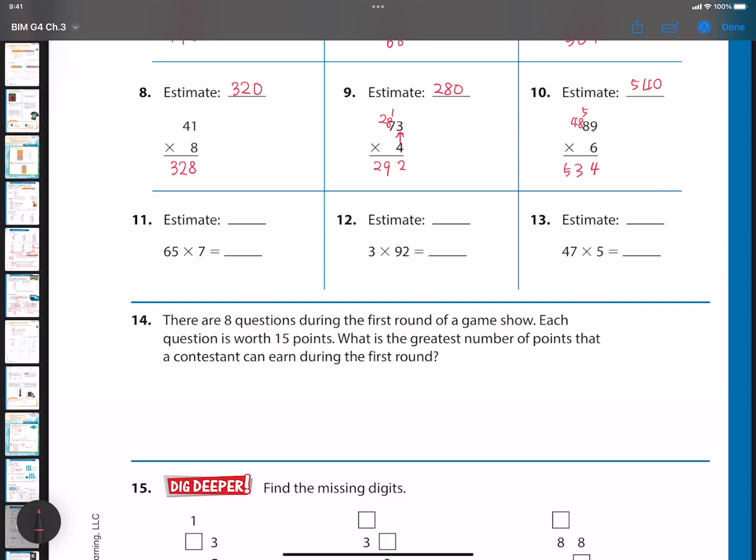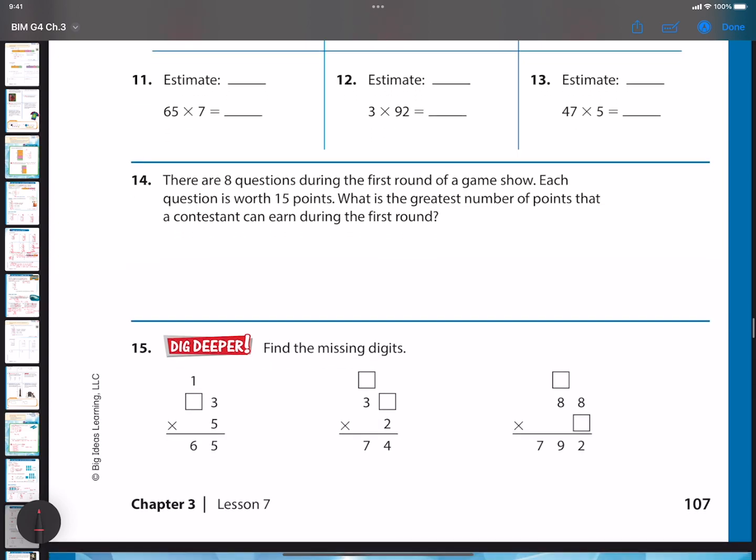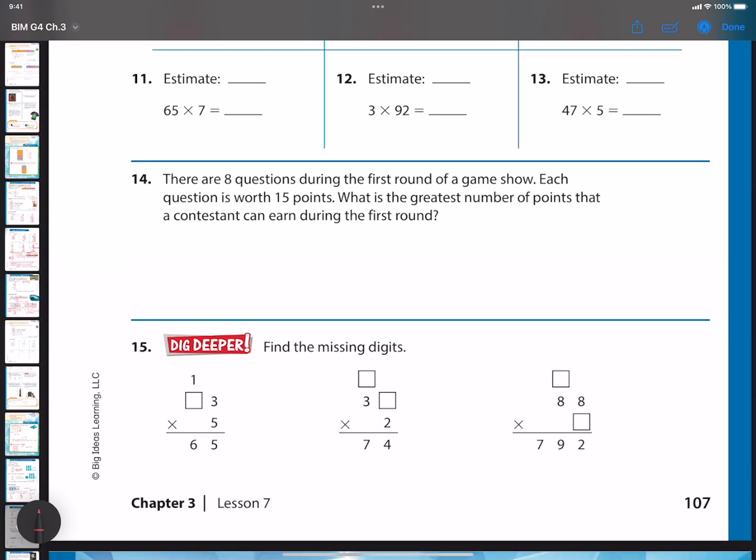So your estimation and your product, when you compare it, your product is reasonable. All right, now let's move on to number 11. For this type of horizontal problems, I want you to rewrite it vertically as 65 times 7. Now, what is your estimation?